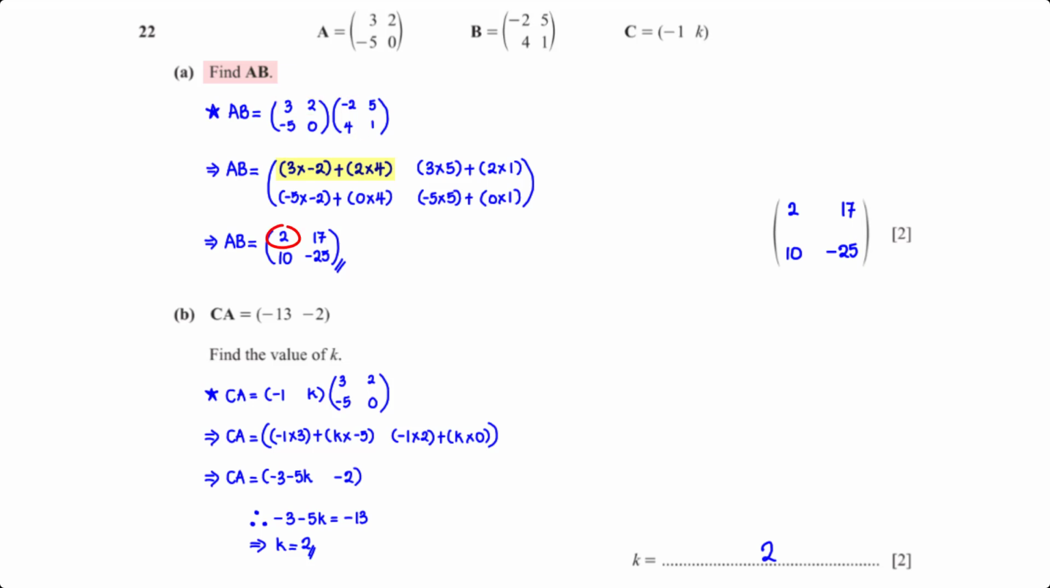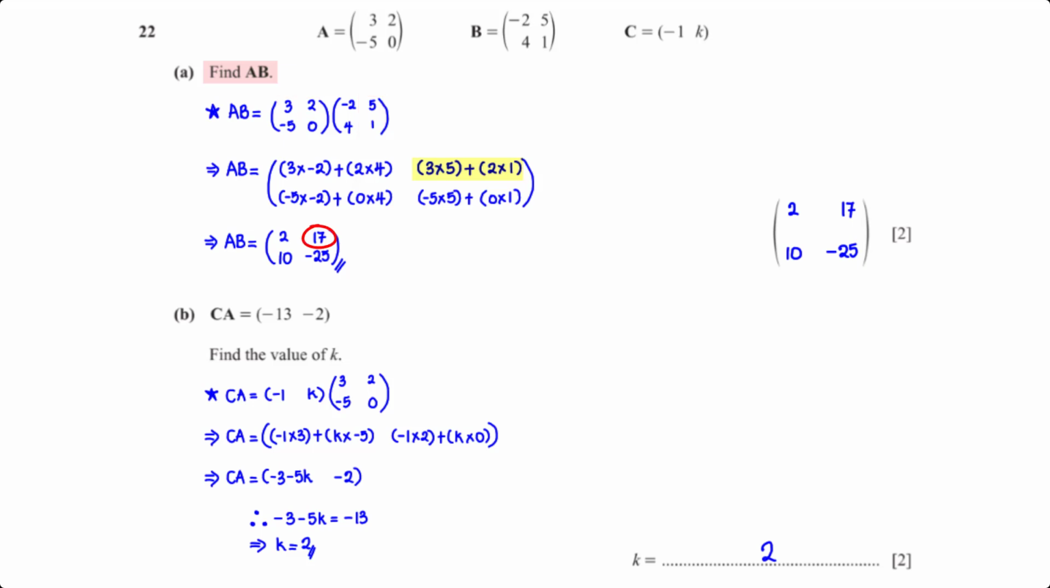This gives us 2. To get the number in this position, we multiply the elements in row 2 of matrix A with the elements in column 1 of matrix B. This gives us 10. For the number in this position, we multiply the elements in row 1 of matrix A with the elements in column 2 of matrix B.